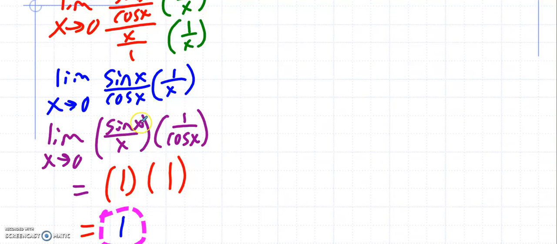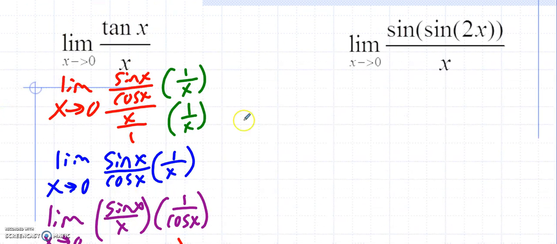Now I can evaluate each one of these pieces. The limit as x goes to 0 of sine of x over x is 1. If I do direct substitution here, the cosine of 0 is 1. So 1 over 1 is 1. 1 times 1 is also 1.